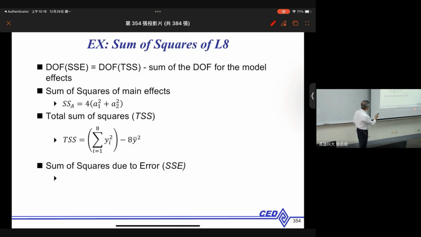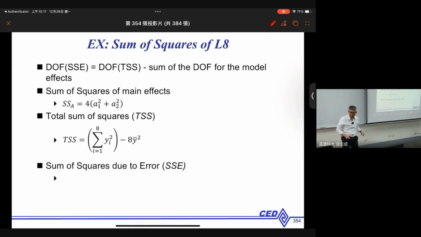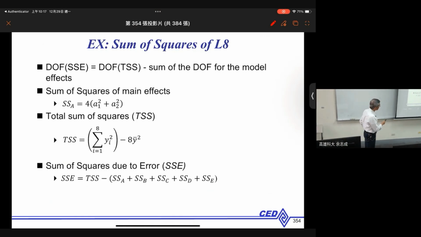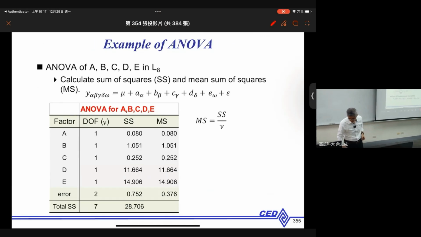This is how you calculate sum square due to A. And then you can calculate the total sum square. As I mentioned before, how do you calculate the error sum square? The error sum square will be the total sum square minus the model sum square. In this case, if you have A, B, C, D, E, many effects and no interaction, then the error sum square will be the difference.